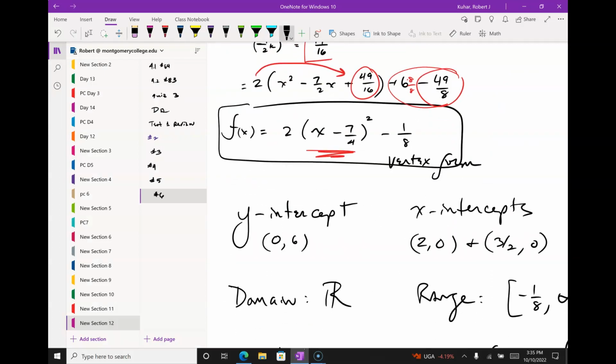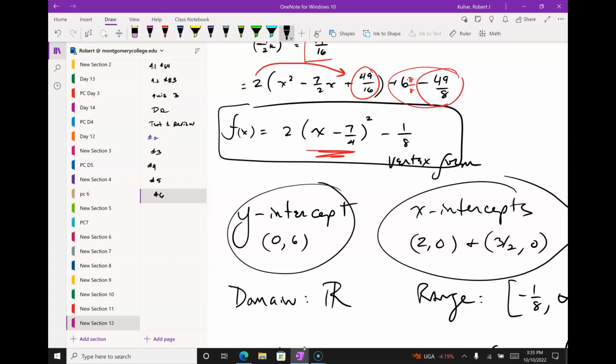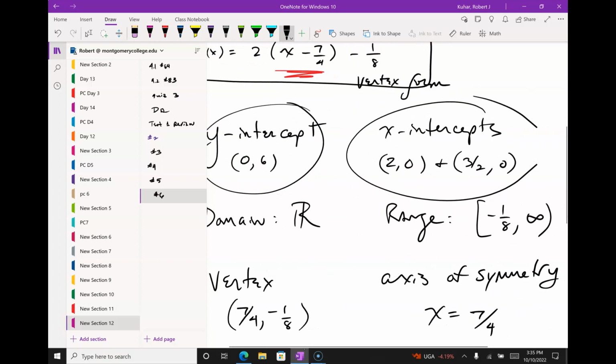Intercepts are easy, right? I got that from standard form. I got that from factored form. Yes, you with me? Who got the intercepts? You're freaking me out a little bit. Only 3 or 4 students. Domain is everything because it goes real wide, right? And the range, since it's opening up, starts at the y value of the vertex and goes to infinity, right?